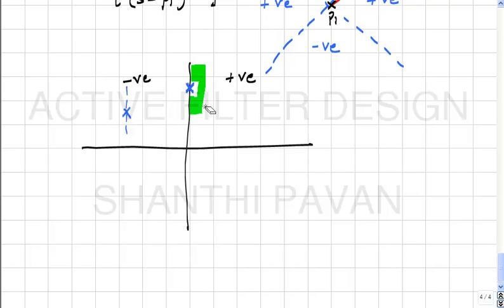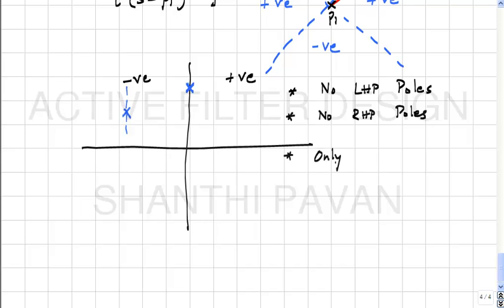So what are the conclusions of our analysis? 1, no LHP poles. 2, obviously no RHP poles, and only simple poles on the j omega axis.